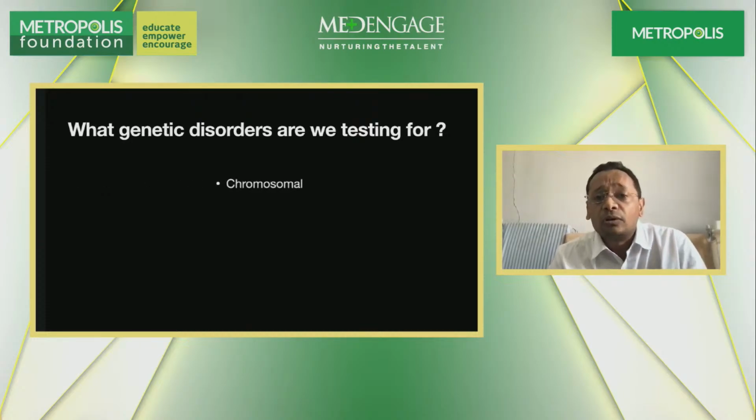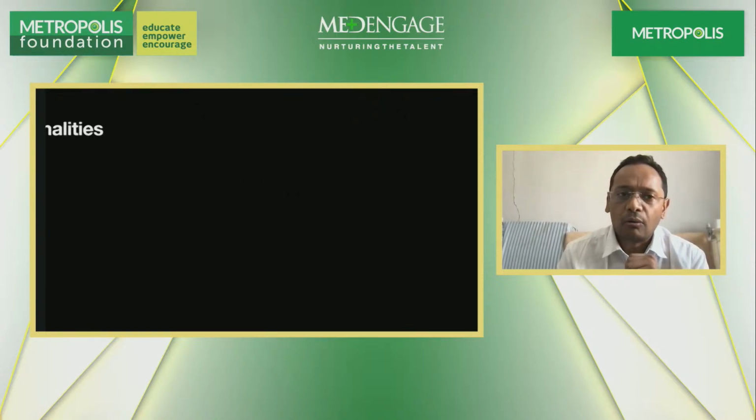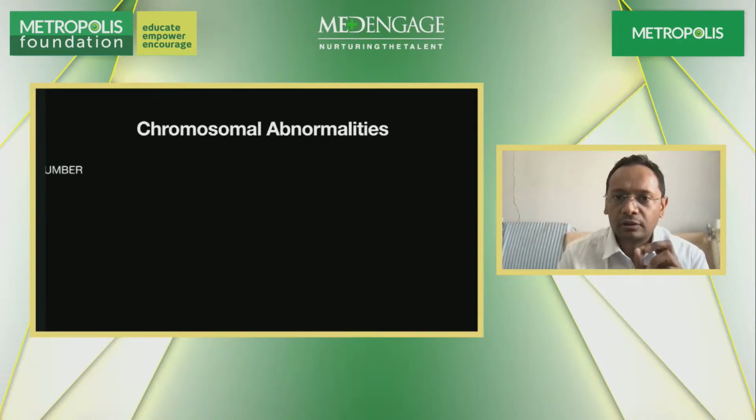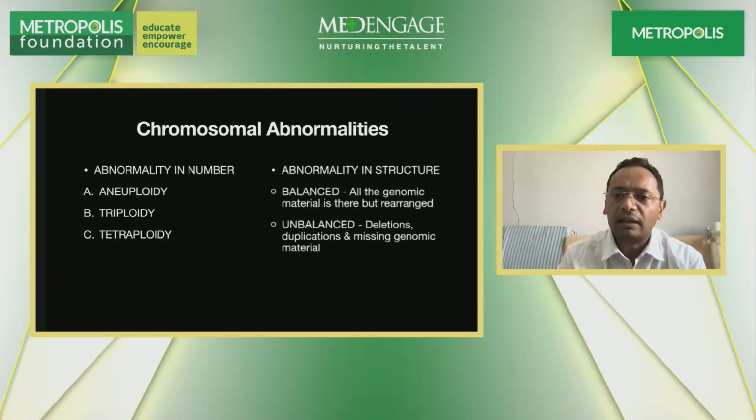What are the disorders that we are trying to test out here? One is a chromosomal and a single gene disorder. Now, digging a little deeper, the chromosomal abnormalities are divided into abnormalities in number, which are aneuploidies, diploidies, and tetraploidies. And then you have abnormalities in structure, which are balanced, where all the genomic material is preserved, it's not lost, all right, but it's just rearranged. Whereas in an unbalanced kind of abnormality, you have deletions, duplications, and missing genomic material.